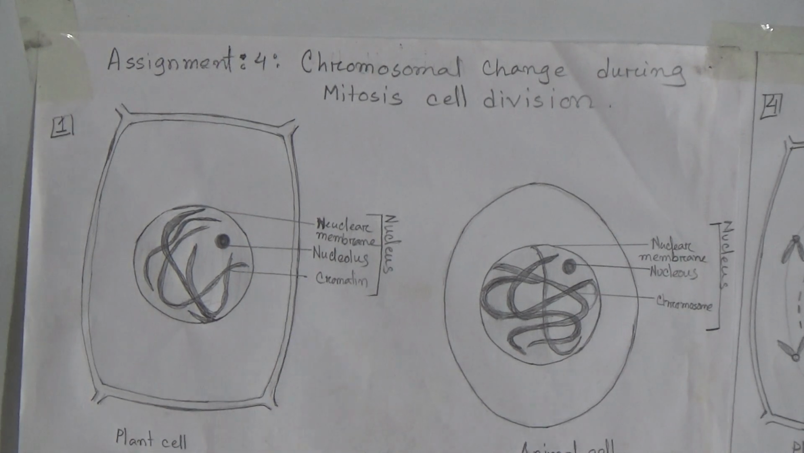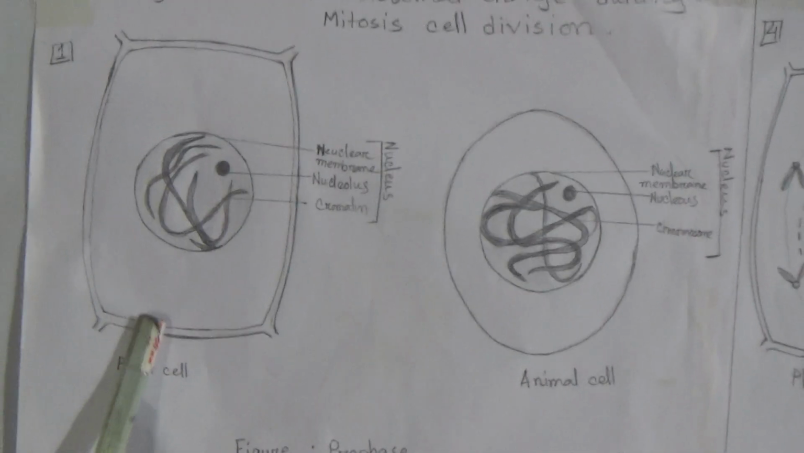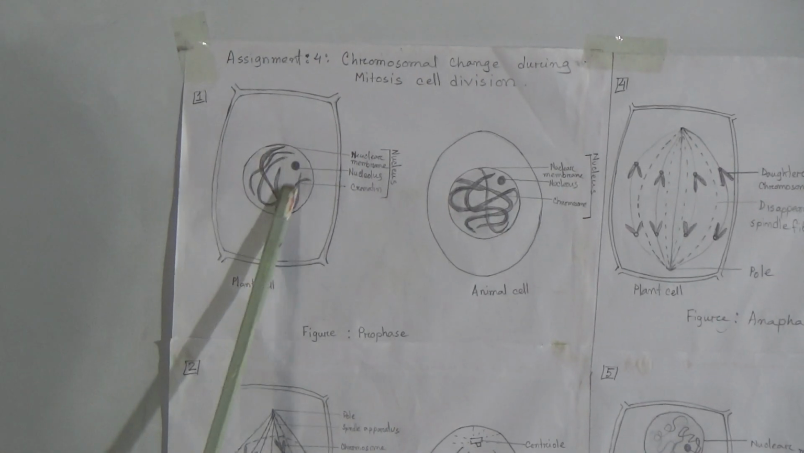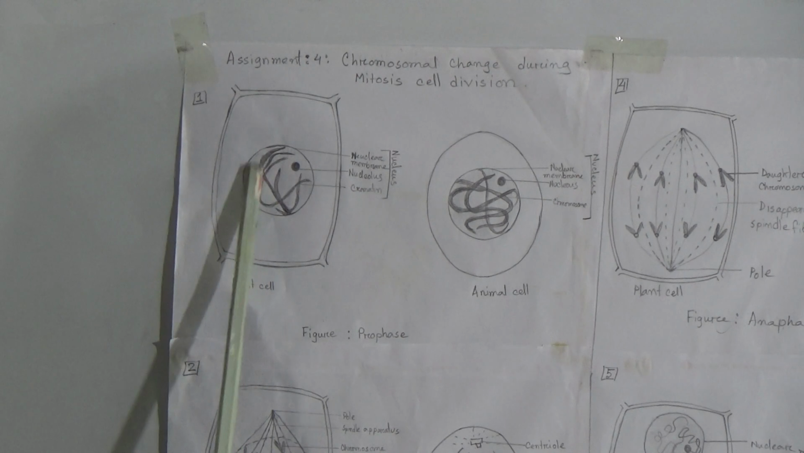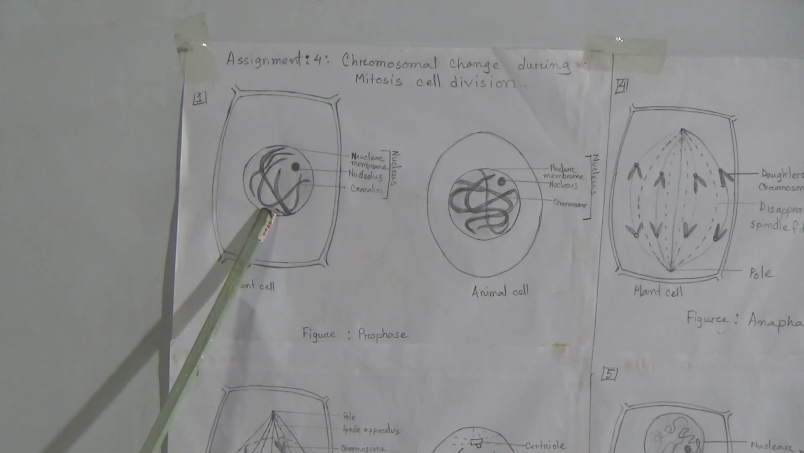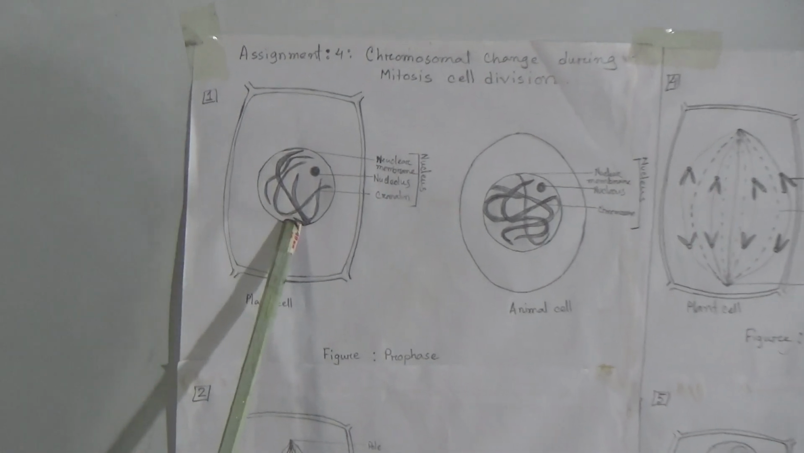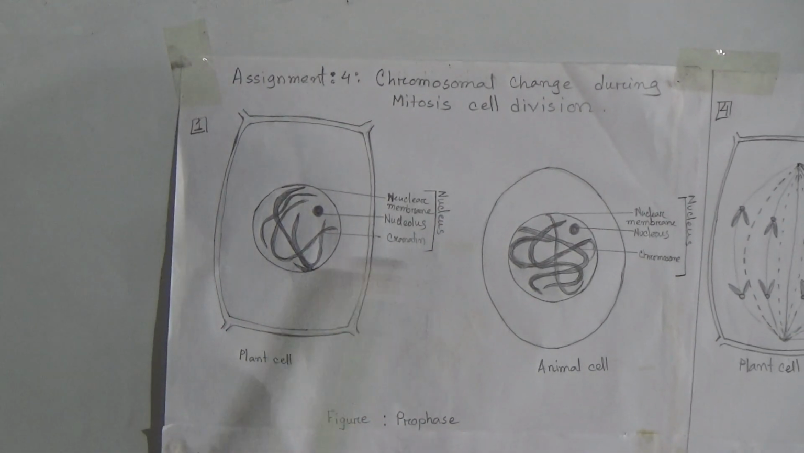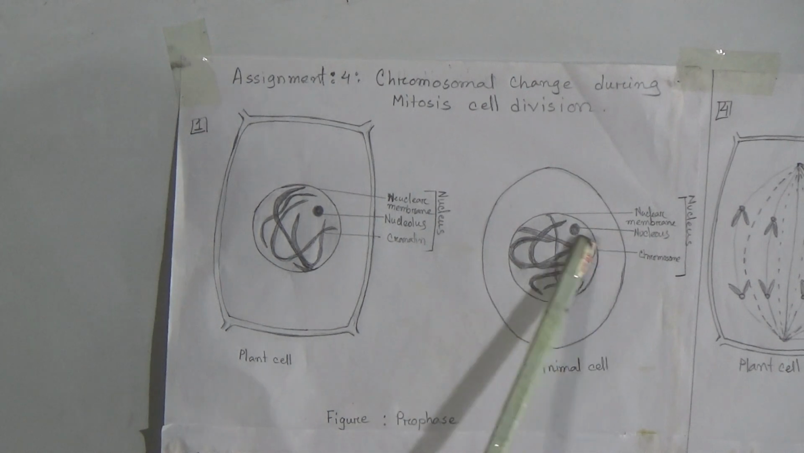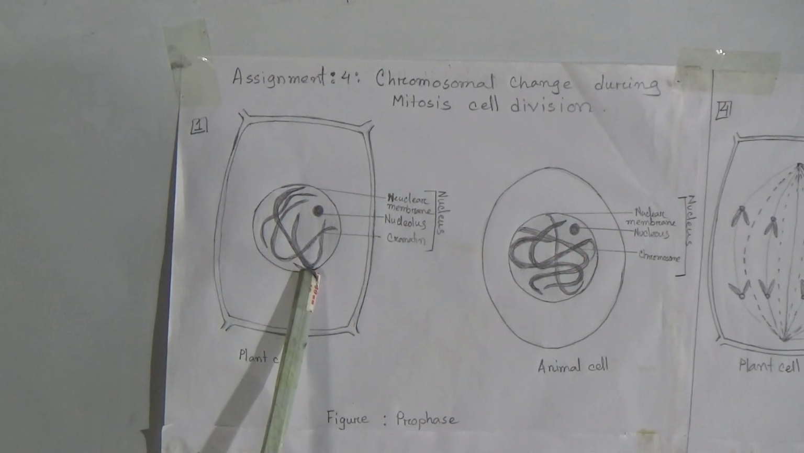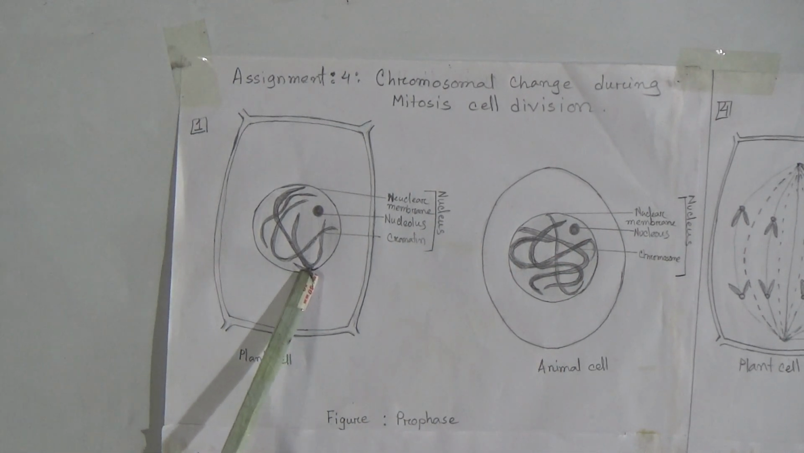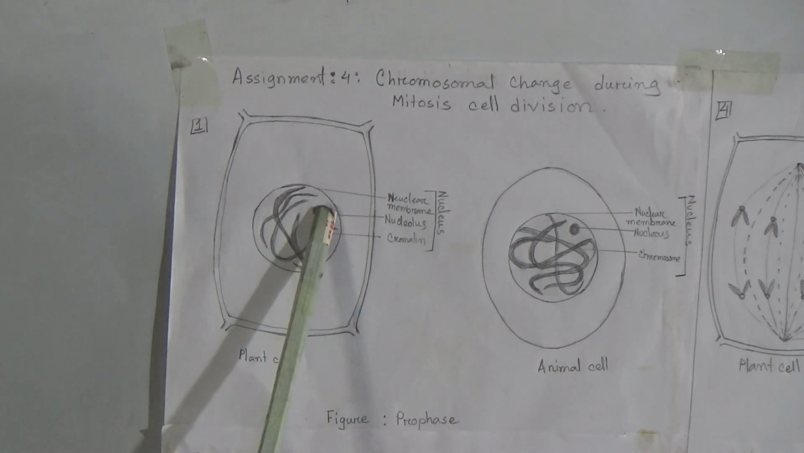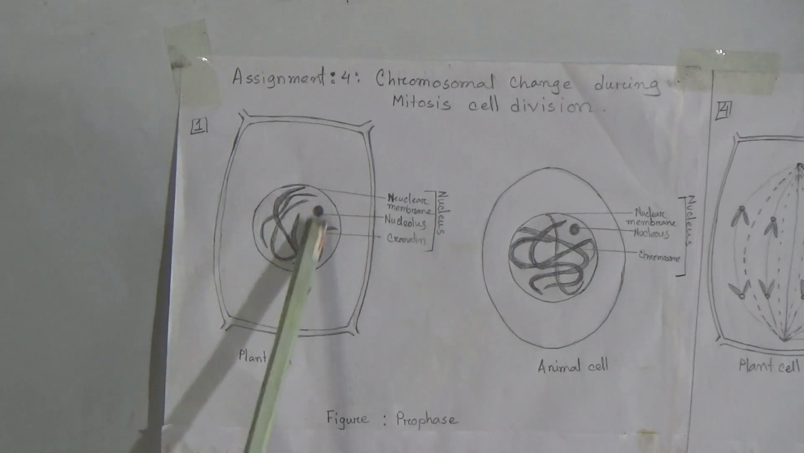This is the picture of prophase. The first one is a plant cell, the second one is an animal cell. If you observe in the prophase, the chromosomes get thick, and we can see the chromosomes clearly with the help of a microscope. And this is the animal cell. In this stage, at the end, the nucleolus and the nuclear membrane start to disappear.